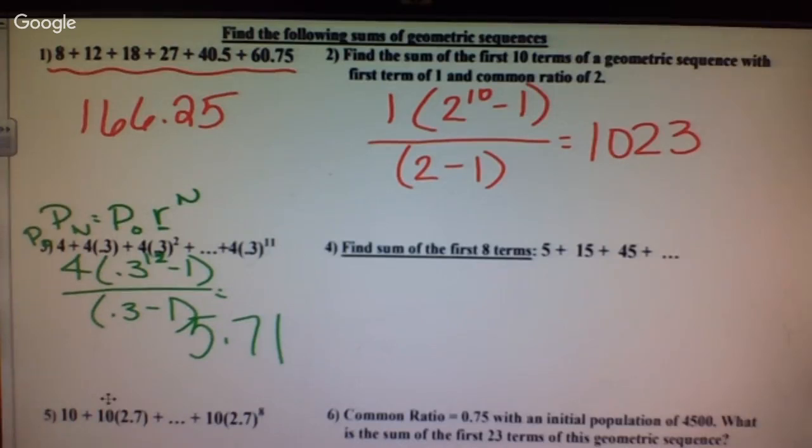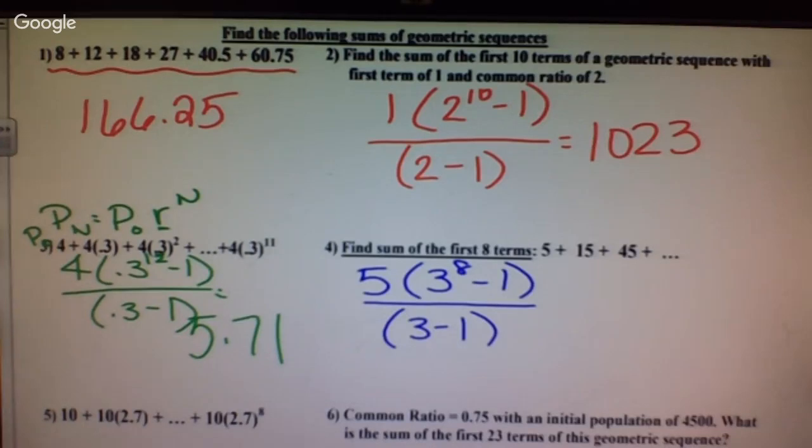Take a look at number 4. What's my first term? 5. What's my R? 3. Times 3. And how many terms am I trying to add together? 8. Minus 1, all over 3 minus 1. What is it then?